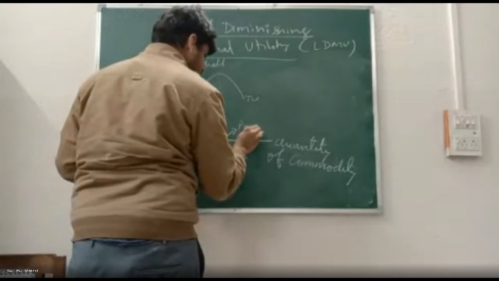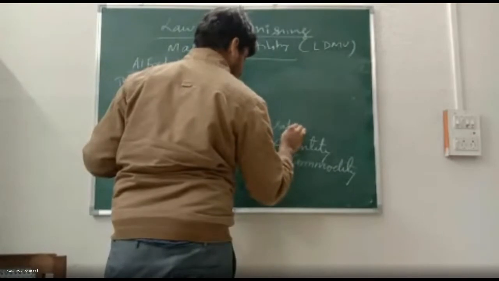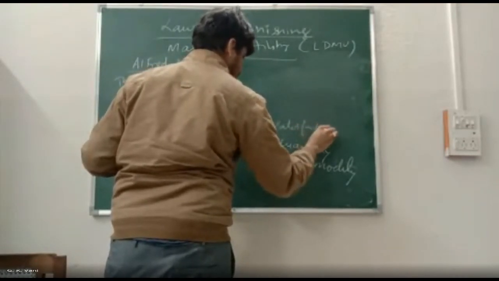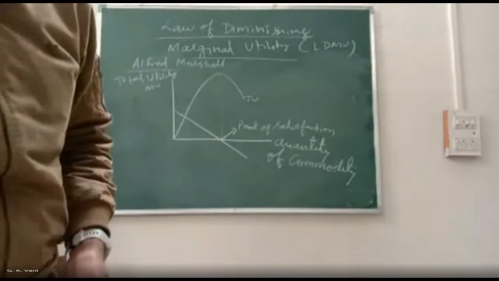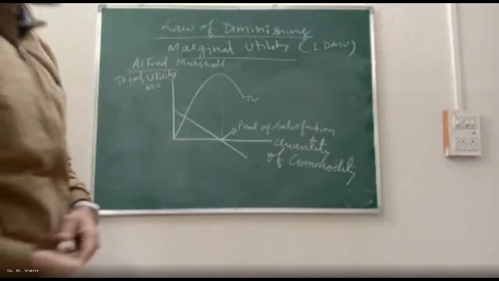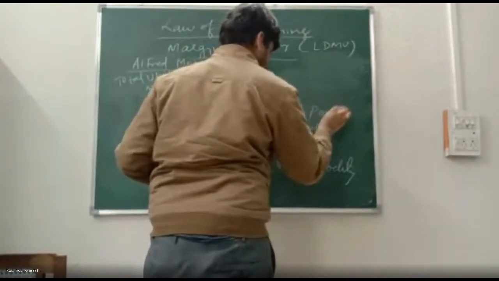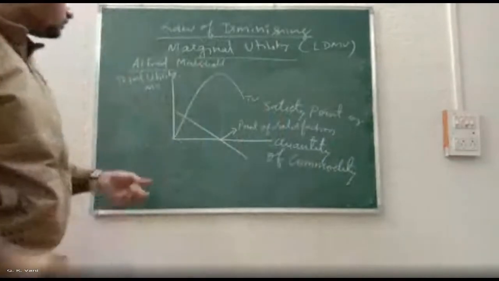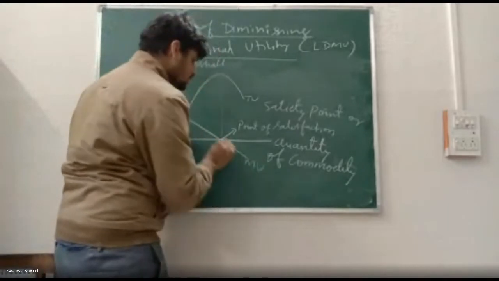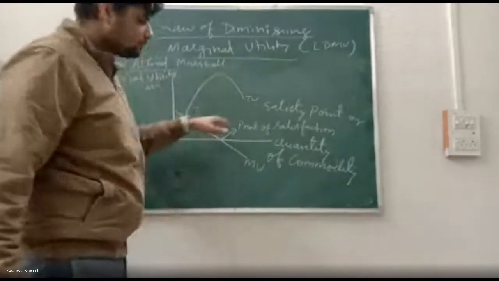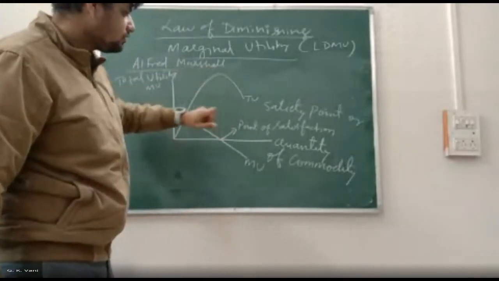the point of satisfaction. So complete satisfaction a person derives at this point. Okay. So this is also called the point of satiety. So here maximum utility is observed, but marginal utility is zero. Marginal utility is zero, and therefore we can say that this is the point of maximum satisfaction.